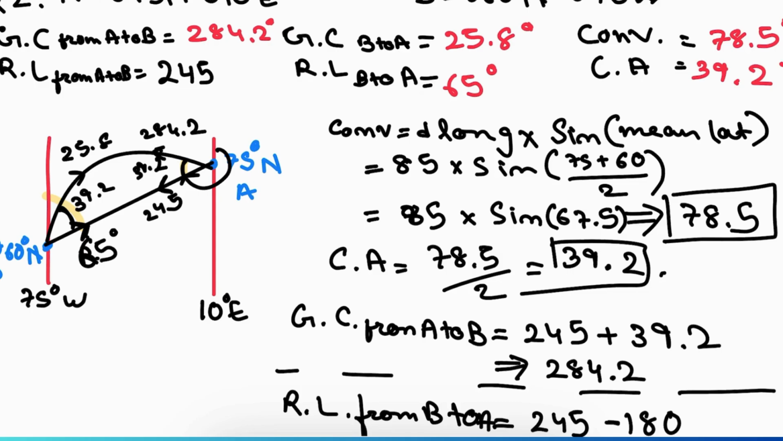So we have found that the great circle from A to B is 284.2. The great circle from B to A is 25.8. The rhumb line from B to A is 65. Convergence is 78.5 and the conversion angle is 39.2.